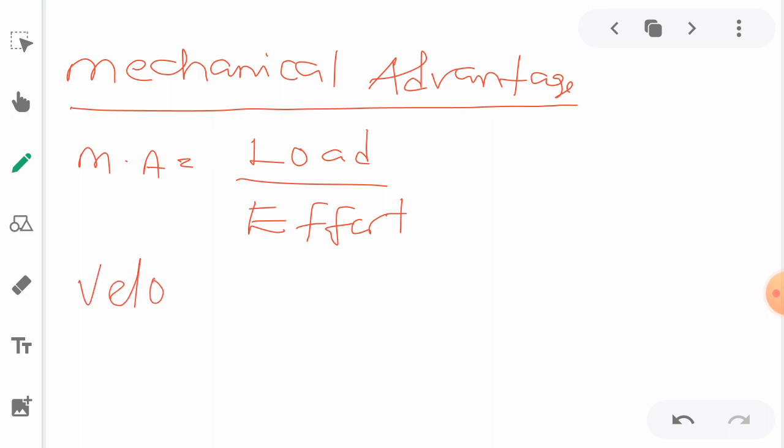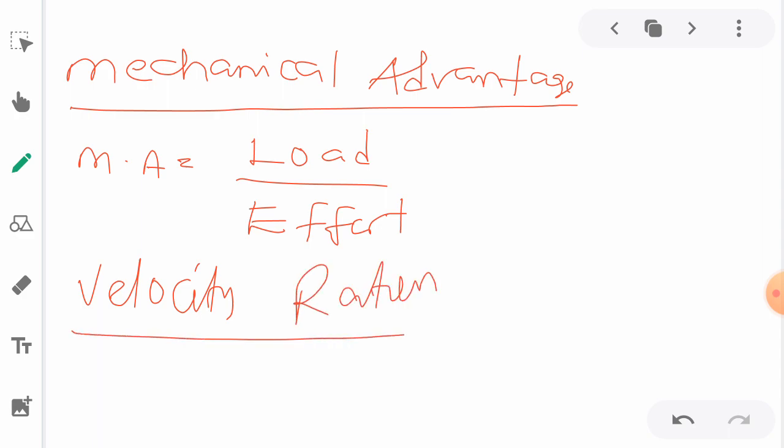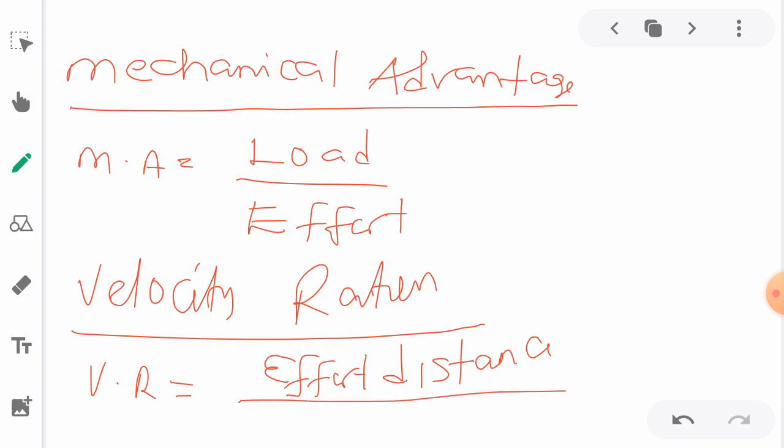Another one is velocity ratio. Velocity ratio, VR, is equal to the effort distance, or the distance moved by the effort, divided by the load distance. All these are ratios, so they have no units. That's what you must know.